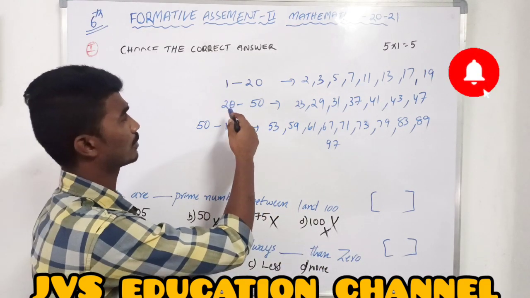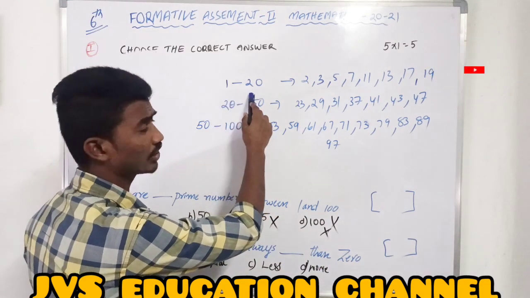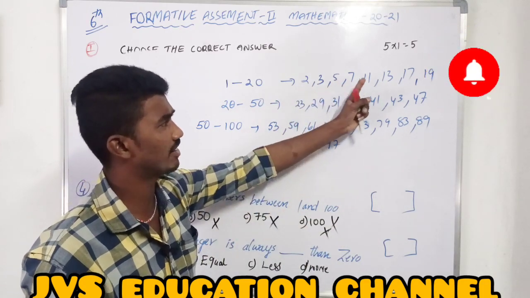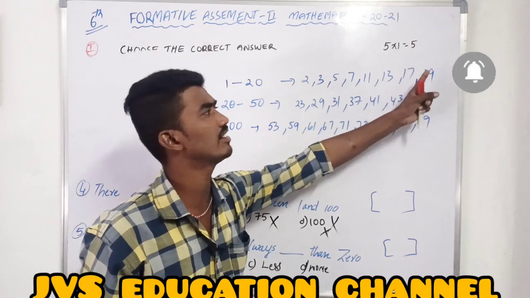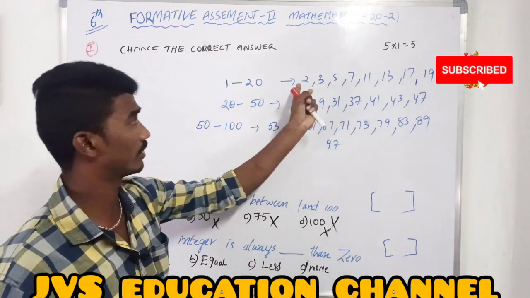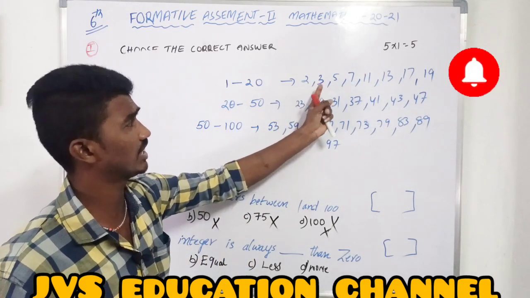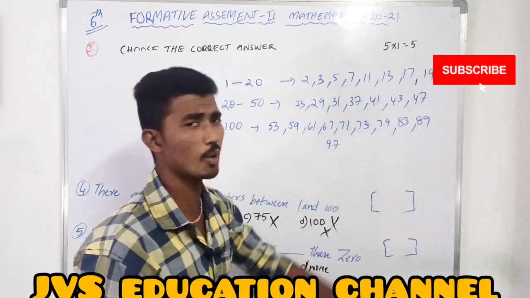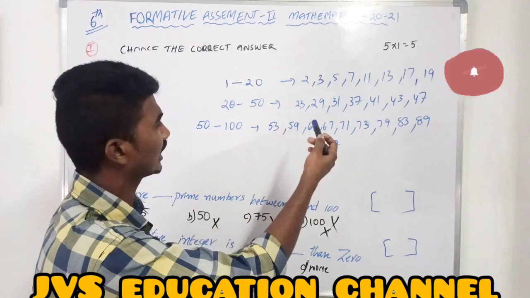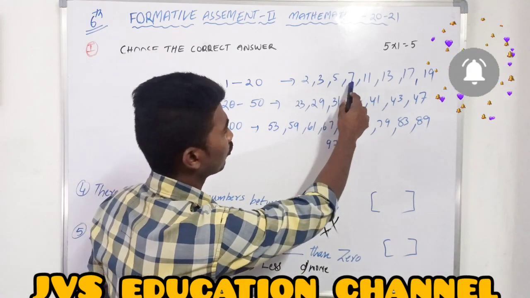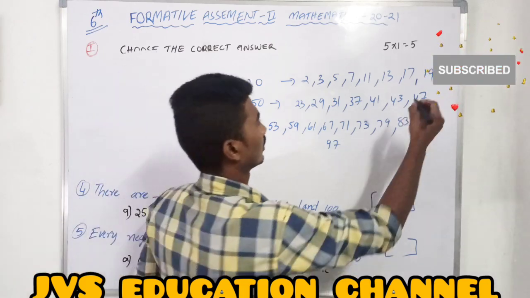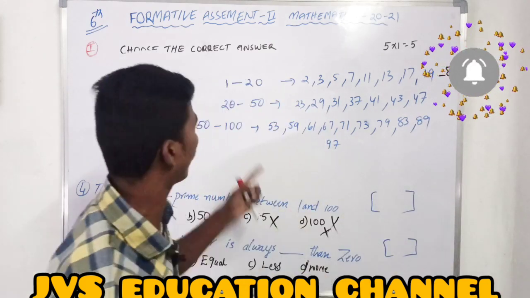Listen, how many prime numbers do we have between 1 and 20? 2, 3, 5, 7, 11, 13, 17, 19. How many numbers? Once again: 2, 3, 5, 7, 11, 13, 17, 19. Counting them: 1, 2, 3, 4, 5, 6, 7, 8. So there are 8 prime numbers between 1 and 20.